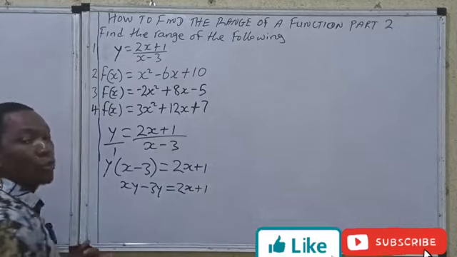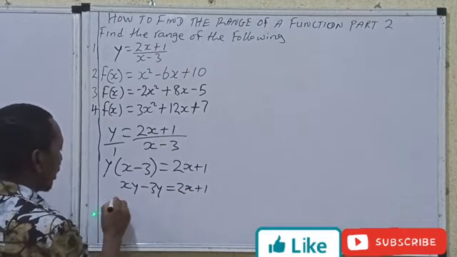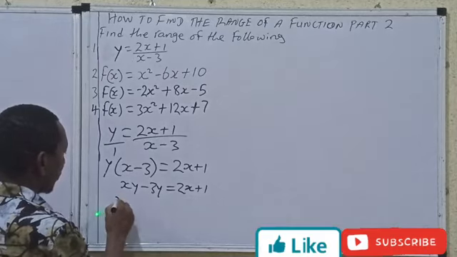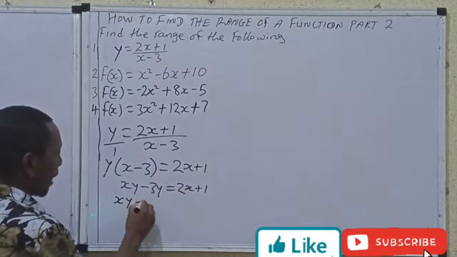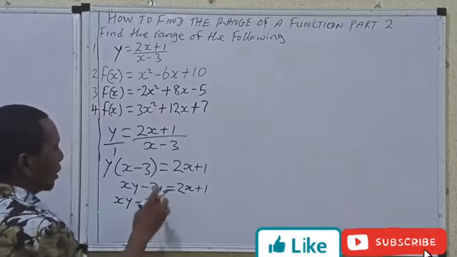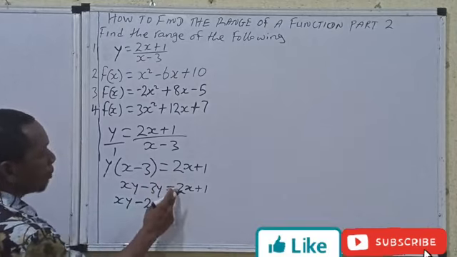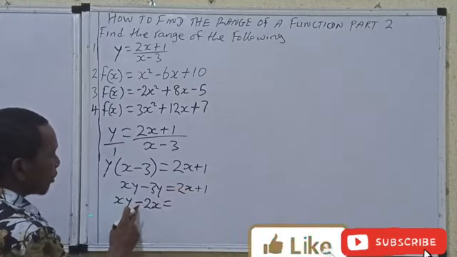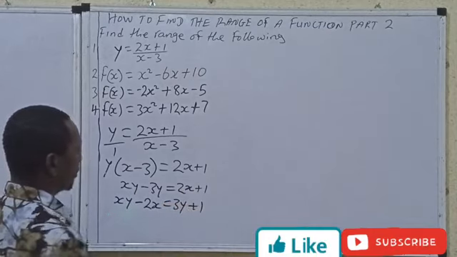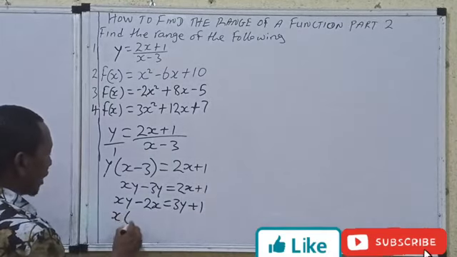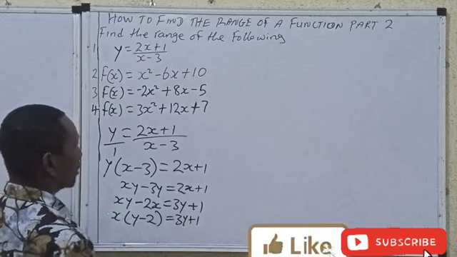Now, since I want to make x the subject of formula, I'll take all the x to one side. So we have here xy. Now this 2x will come to this side. Now have minus 2x. This will move across the equal to sign. So minus 3y moves across; remember, plus moves and becomes minus, and if minus moves, it becomes plus. So 3y plus 1. I'll just bring out x. So now have x bracket y minus 2 equals to 3y plus 1.